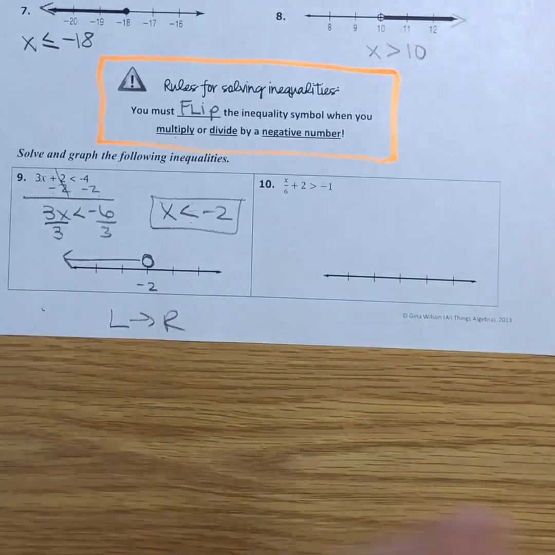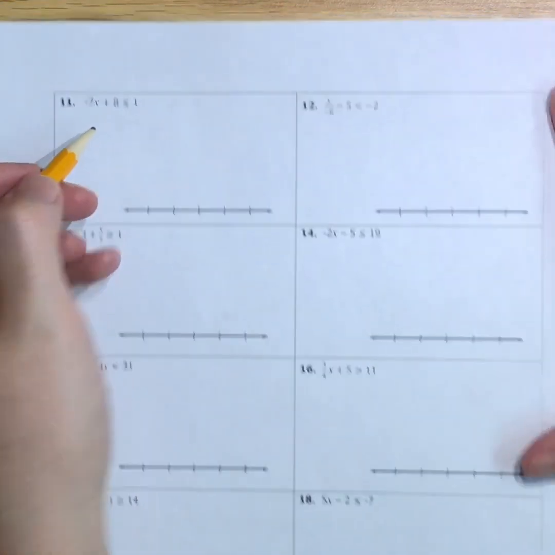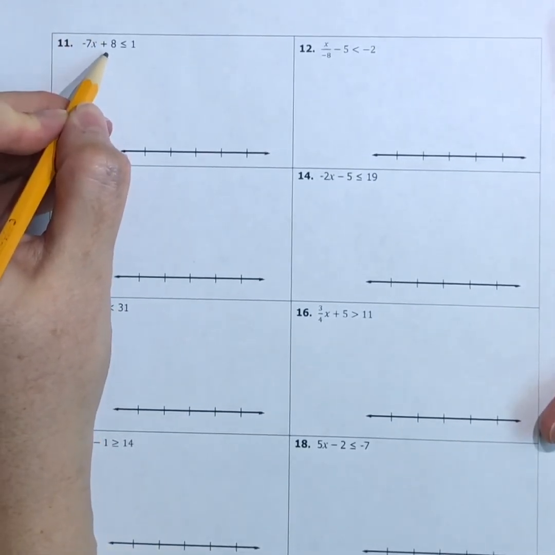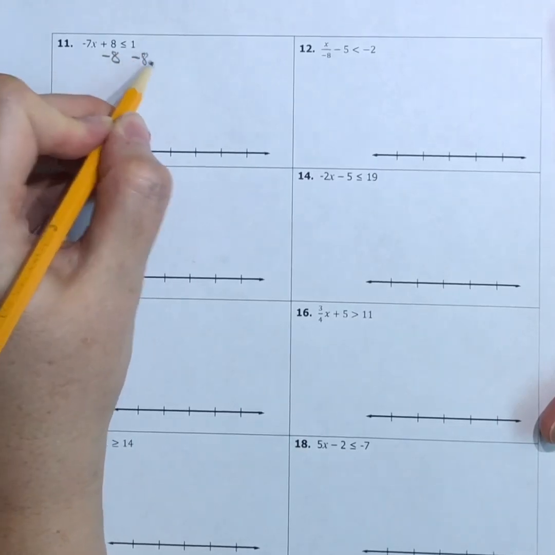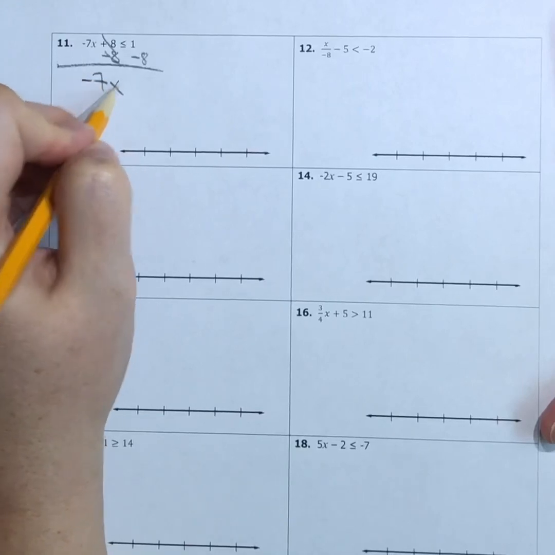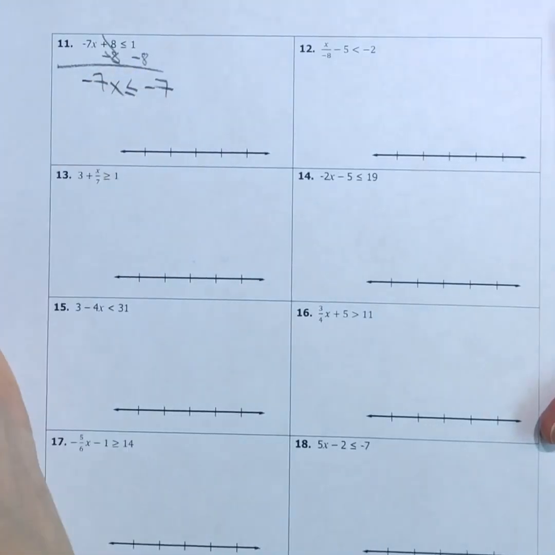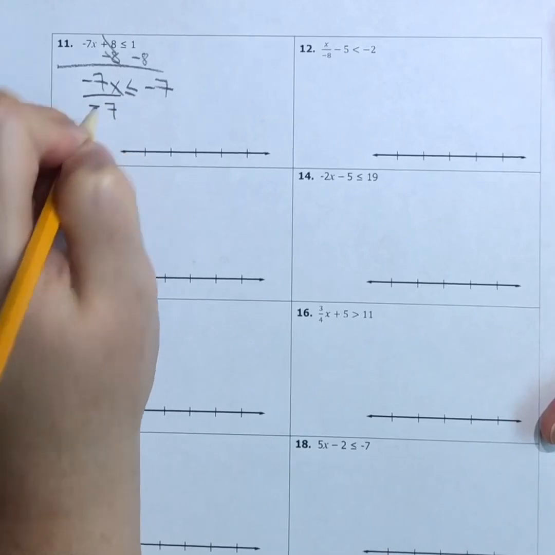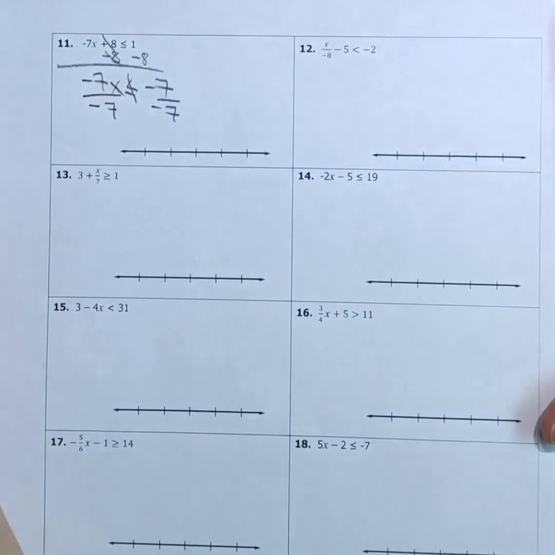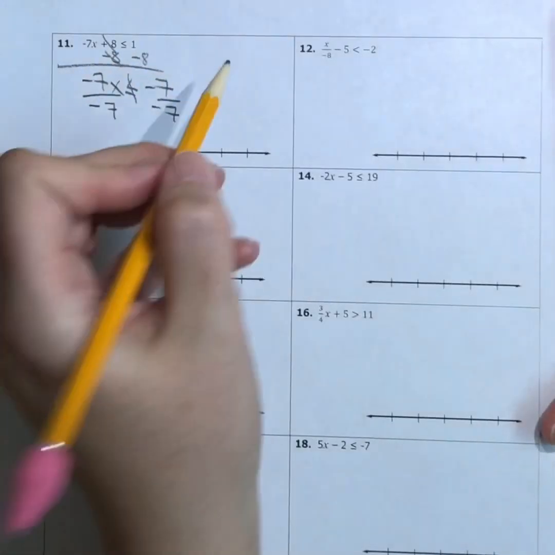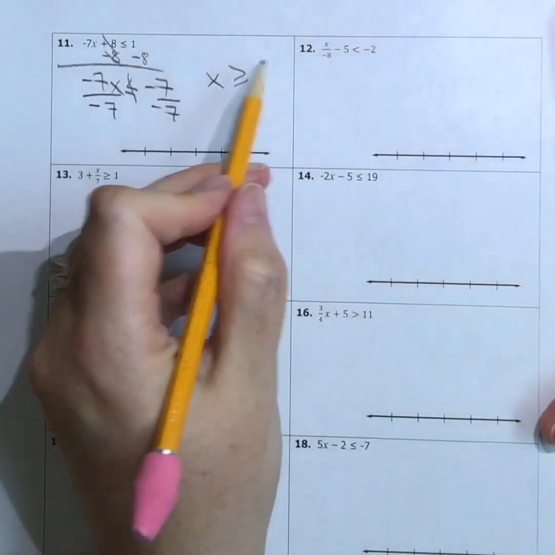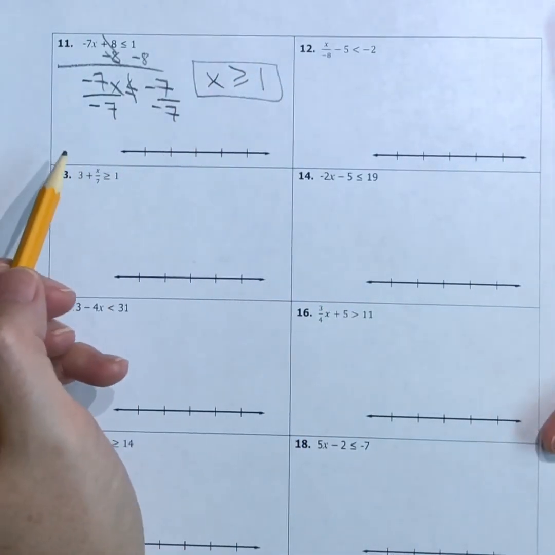Okay. Now number 11. I was looking at the coefficient. Well, first, I need to undo the adding and subtracting, so we subtract 8 on both sides. Okay. And you've got negative 7x is less than or equal to negative 7. Now, as soon as I divide by that negative, this symbol is false. That's why we slash it out, okay? And you have to flip it. So then x is going to be greater than or equal to positive 1. If we did not flip it, it would be false.